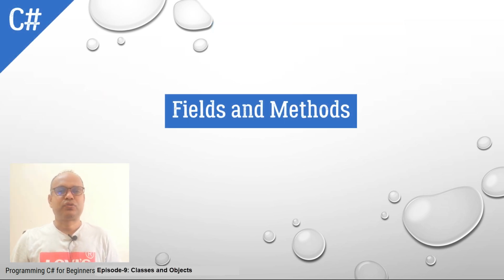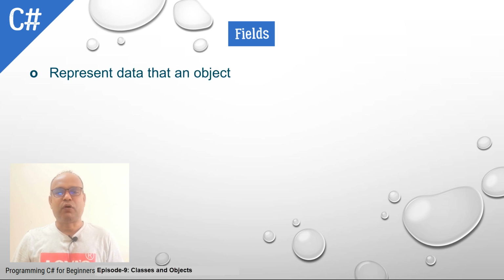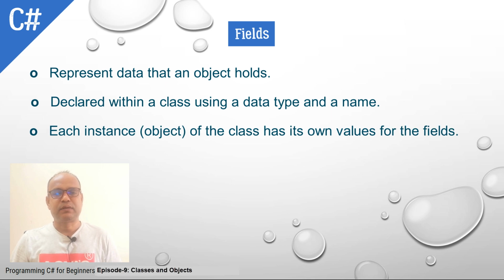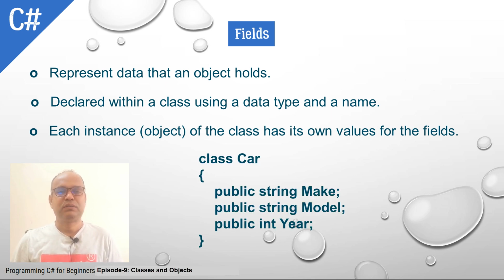Fields and methods. Now I am going to explain the fields and methods in C# classes along with an example. Fields represent data that an object holds, declared within a class using a data type and a name. Each instance or object of the class has its own values for the fields. Have a look at the example.